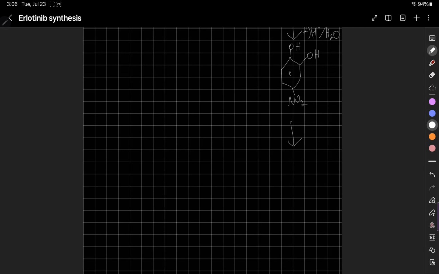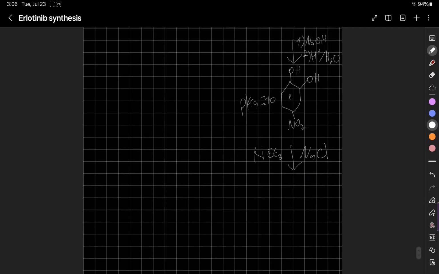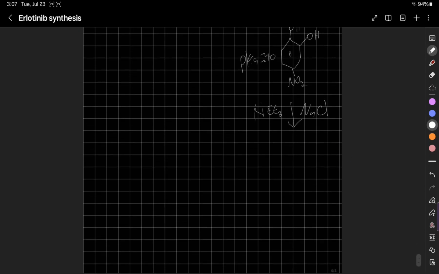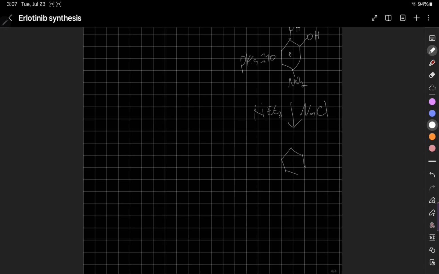So, our next step. These phenols have a pKa of around 10, and we're going to take advantage of that. It's an awful A. We'll add something like this, a nitrogen-based base and table salt. And our table salt will provide our counter ions. Essentially what this will do is deprotonate both of those phenols and set us up for the next step.